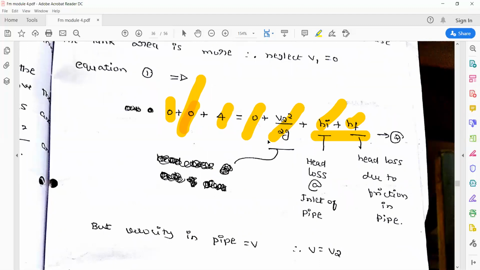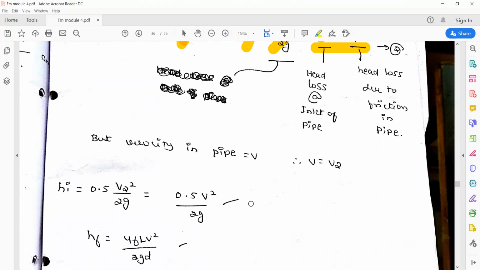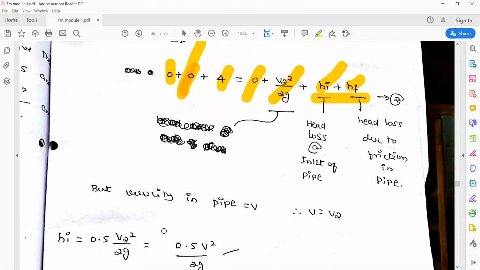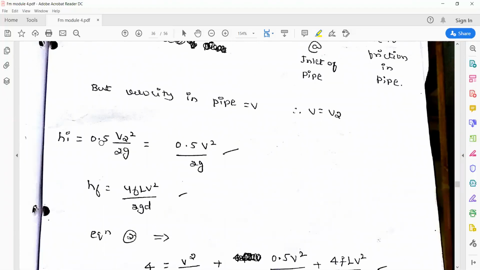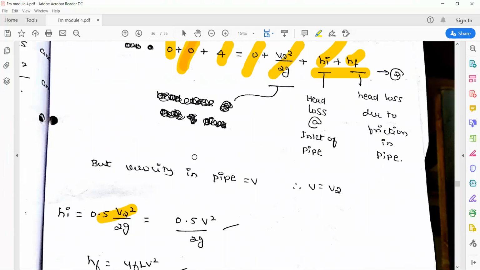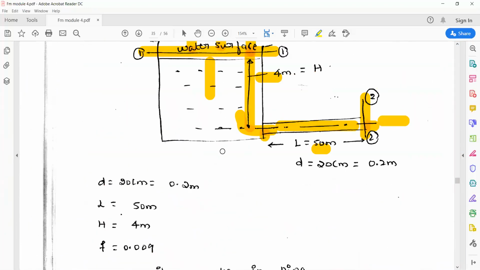Now if you simplify, in place of Hi and Hf you can write the formula. Hi is 0.5 V2 square by 2g, but V2 is equal to V. You can see here, section 2 is at the end of the pipe, so the pipe velocity is considered as V. The velocity through the pipe is V, the diameter of the pipe is D, and the length of the pipe is L. So can we write V is equal to V2?